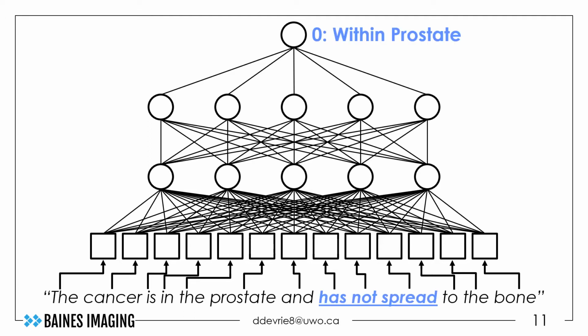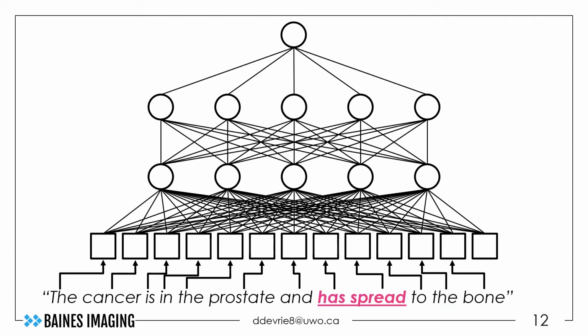We could see that within the prostate is given, and maybe the network could be trained such that it picks up that has not spread means that it's stuck within the prostate. Now, if we send in our second sentence, maybe the network could pick up on the has spread, and that could help it to know that the output is outside of the prostate. But we can start to recognize some problems with using a conventional neural network. First, since our sentence is shorter, we don't know what to really put in for our last input there. So that could be hard to do.